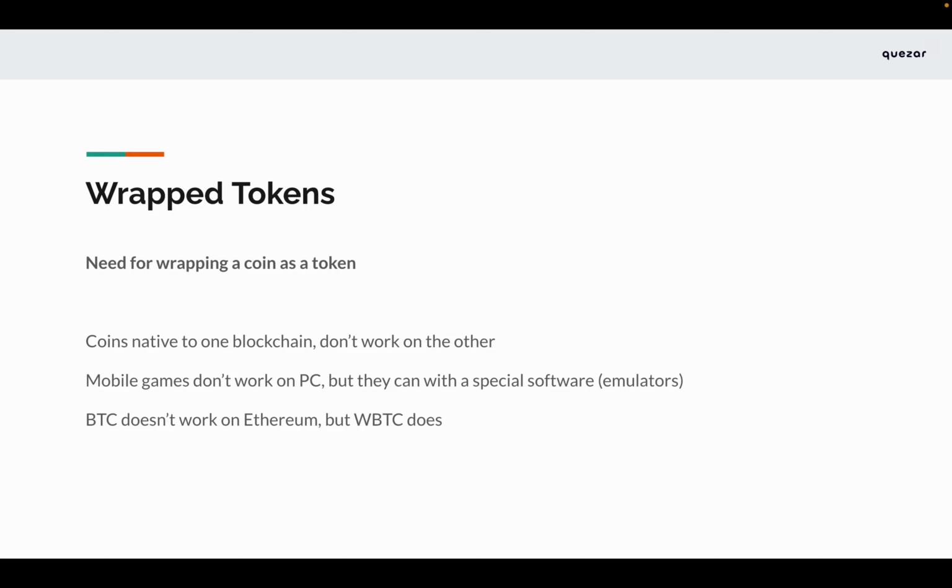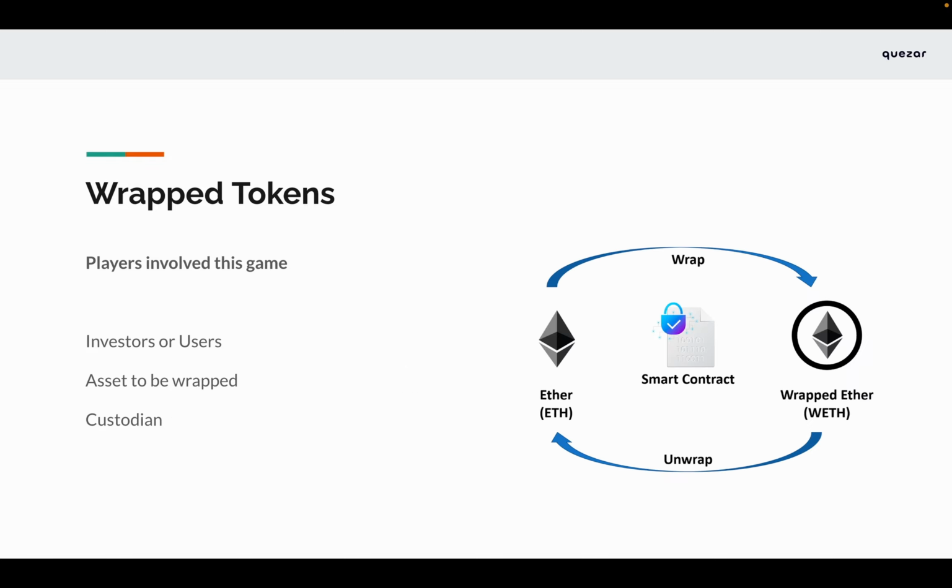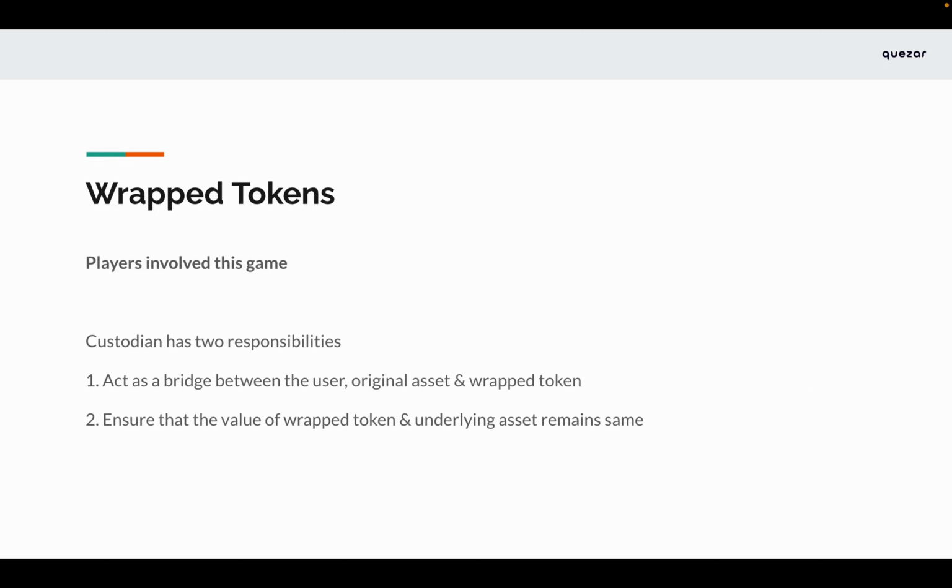Bitcoin doesn't work on Ethereum by default, but you can take your Bitcoin to the Ethereum network using wrapped Bitcoin. Now, there are three main players involved in this game of wrapped tokens. These players are users, the asset to be wrapped, and the custodian. The first two are simple. We'll elaborate more on the custodian. So, the custodian has two responsibilities.